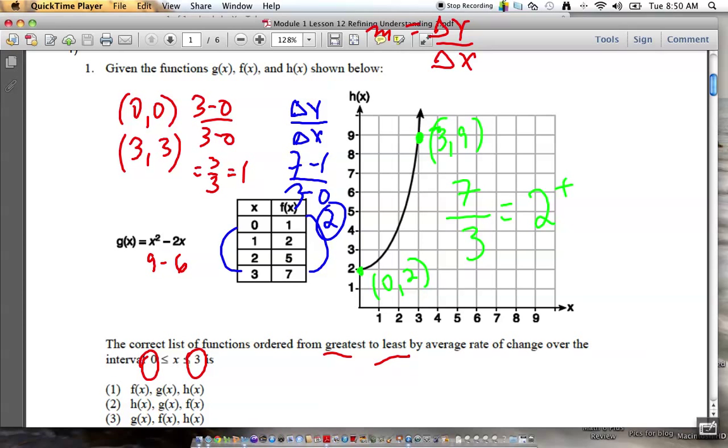Okay, so anyway, the biggest one is h of x. The next biggest one is f of x, and then g of x. So h, f, g, which I assume is choice 4? Yeah. Okay, so choice 4 is the correct answer. So what you should learn from that question is, A, how to do average rate of change. That's the most important thing. But the second thing that you should learn from that question, in addition to how to do average rate of change, is just how dirtbag tricky the people who make this test are. Okay? Any questions about this? All right, let's keep going then.